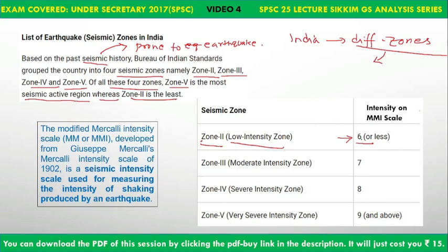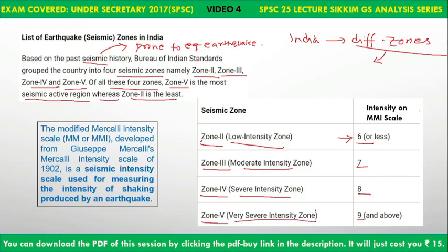As per the MMI scale, if there is a rating of 6 or less, then the place comes under Zone 2, that is low intensity zone. If the MMI scale is 7, the place comes under Zone 3, which is a moderate intensity zone, means there are moderate chances that an earthquake may happen there, or even if it happens, the shake or vibration it causes is of moderate level. And Zone 4 is a severe intensity zone, more than moderate, more than average. So if the intensity on the MMI scale is 8, it is categorized under the severe intensity zone or Zone 4. Means there are high chances that an earthquake will come and it will cause severe damage. And if the MMI scale is more than 8, that is 9 and above, then the place is categorized under Zone 5 or very severe intensity zone.